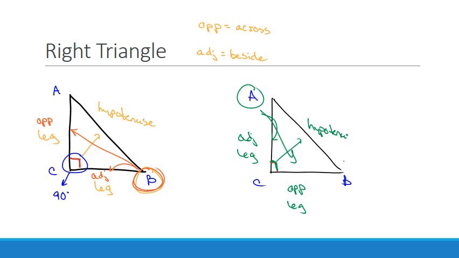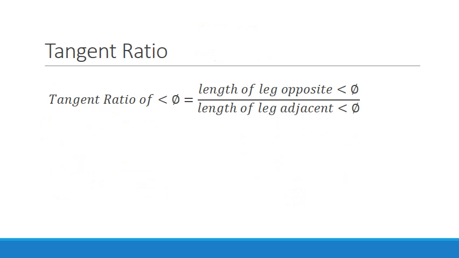So there's no one side that is always the opposite leg or the adjacent leg. It's relational, so based on the angle you're dealing with, you start naming if something is opposite or adjacent. Okay, so that is a right triangle and a few other tidbits I threw in there.